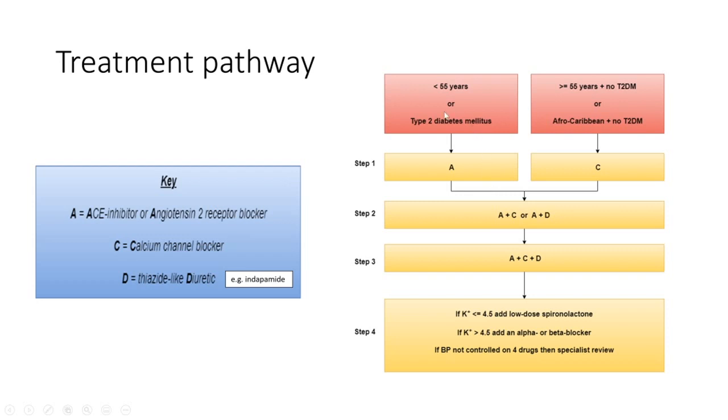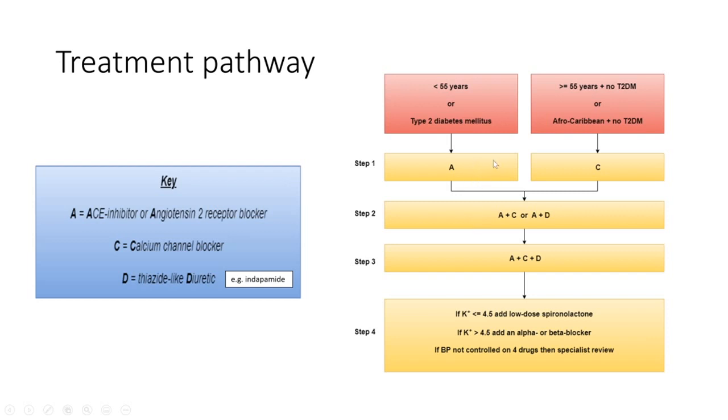Okay, so the initial management would depend on which category this patient fits in. So if the patient is under 55 or diabetic, they would start on an A drug. However, if they were over 55 or were of Afro-Caribbean origin, they would start on a calcium channel blocker. Note that diabetes trumps everything, and you would automatically start on an ACE inhibitor because of its renal protective effect. After that, if they were treatment resistant and they're not reaching their blood pressure targets, that we'll talk about in a slide very soon, we'd step them up to the next level.